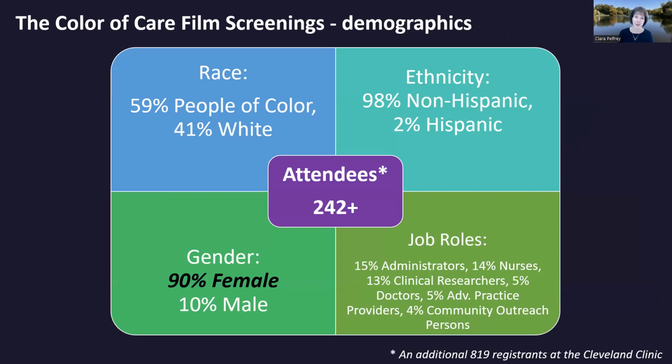So about the Color of Care film screenings, again, we only started this in September of last year. We had over 242 attendees that we could confirm, and an additional 800 or more at the Cleveland Clinic that we could not confirm. But this is the demographics of the people that attended those Color of Care screenings. Very good representation of race, ethnicity, maybe not so much. But the main people who attended were administrators, nurses, clinical researchers, and then of course doctors and other kinds of community outreach people. But I think the most interesting finding for us was that the people who attended were 90% female, as Gelise mentioned. And we'd love to talk about that afterwards, if you all have ideas for getting men to come to these things.